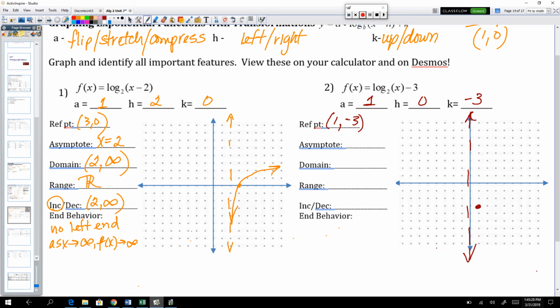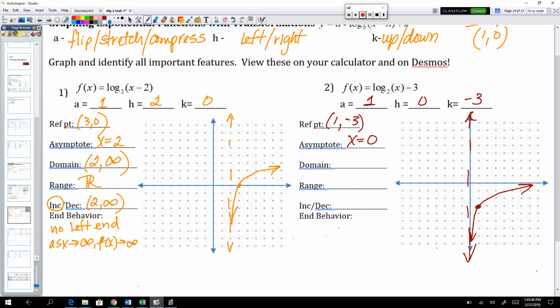The a value doesn't do anything to it. The left-right, nothing happens left-right. And down 3, moving that line down 3 really doesn't change that line itself. That doesn't have any impact. So we still have an asymptote of x equals 0. And so this function approaches 0 here and goes that way.